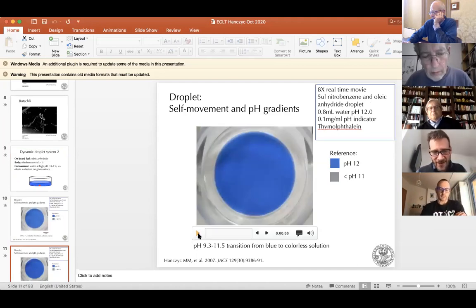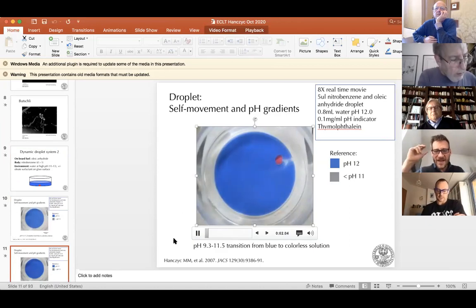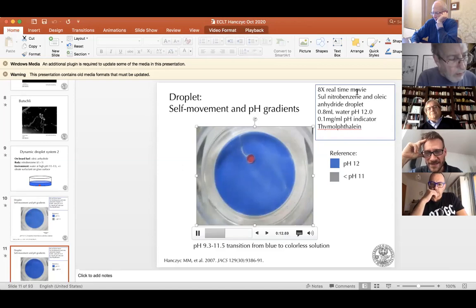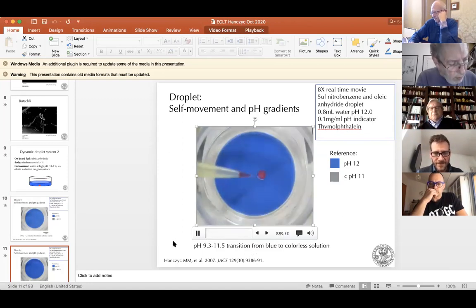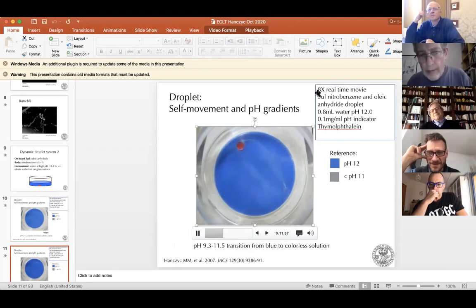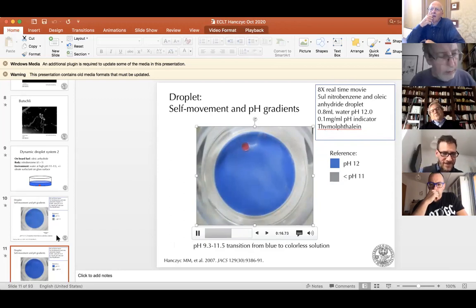So we're looking down on one of these systems. And this is faster than real time. So you can make an oil droplet that then self-propels itself through the system, as you can see here. All the chemical details are listed on the slide, so you can see them. Let's have a look at this again. So this is the kind of phenomena we were able to show, and the complete listing of chemicals and conditions is shown up here. So just with a few things, we can get a self-moving droplet to occur in the system.